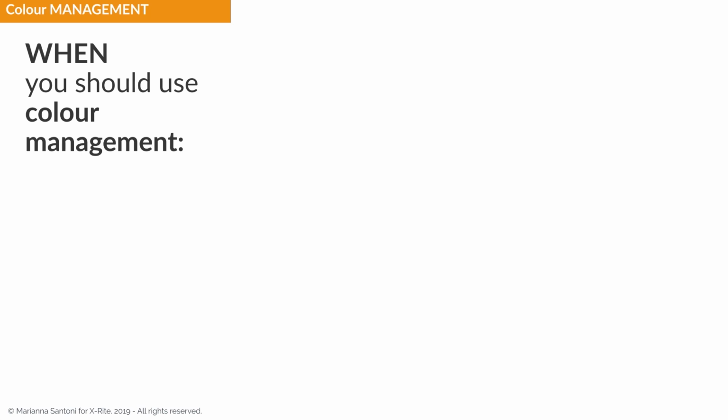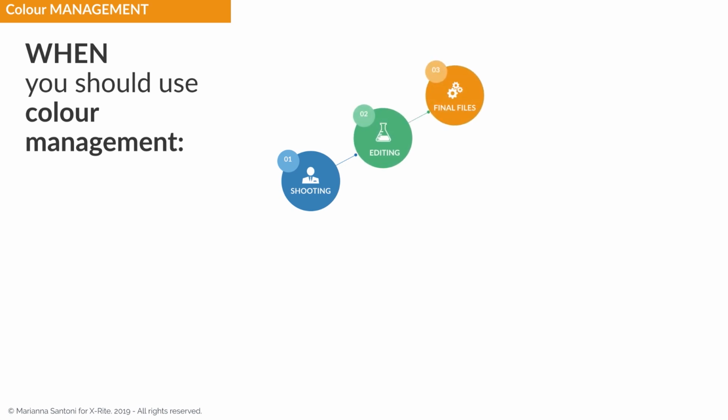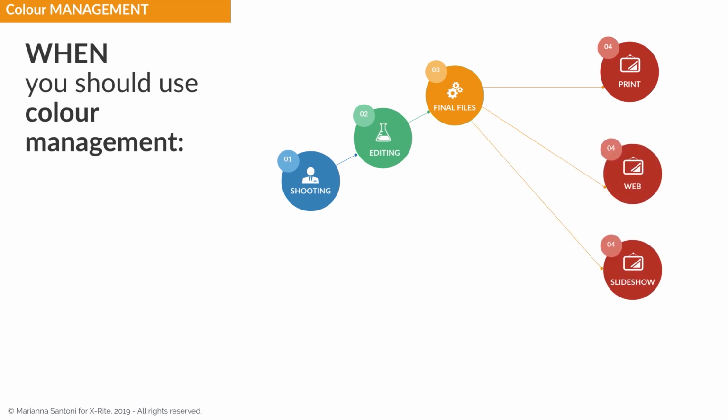When should you use color management? Well, color management is not something that you do in a specific moment of your workflow. Color management is more like a chain. It connects every single step of your workflow to the next one. If you want to avoid unexpected colors or black and white tones, you need to be aware of the color profiles you are using, and you need to properly set every piece of equipment and software involved in the process.